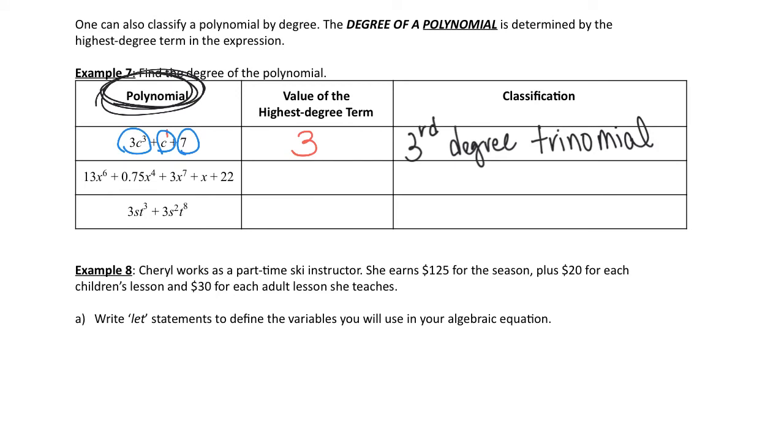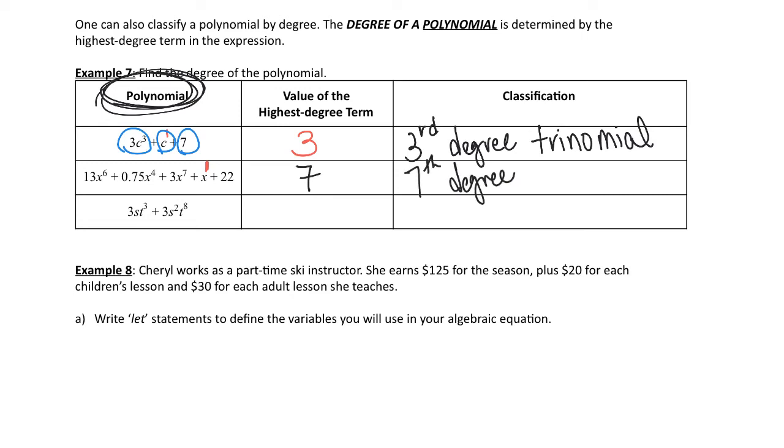All right, in our next one, we've got 13x to the power of 6 plus 0.75x to the power of 4 plus 3x to the power of 7 plus x plus 22. We're going to scan through all the different exponents that we see. Remember that on this letter x here, we've got a 1 as the exponent. So look at all the numbers: 6, 4, 7, and 1. What would be the highest? The highest exponent that I see here is 7. So this is going to be 7th degree.